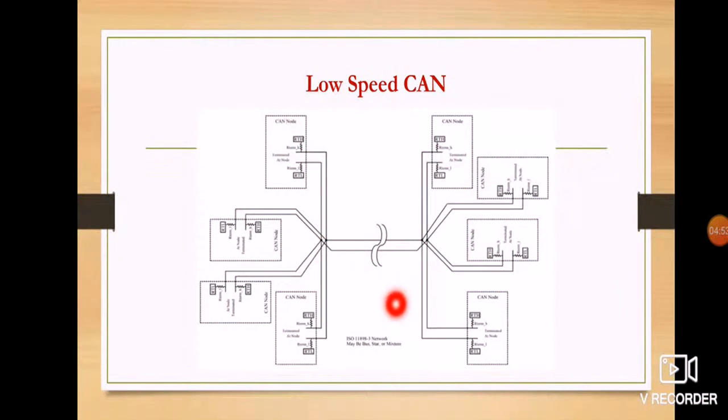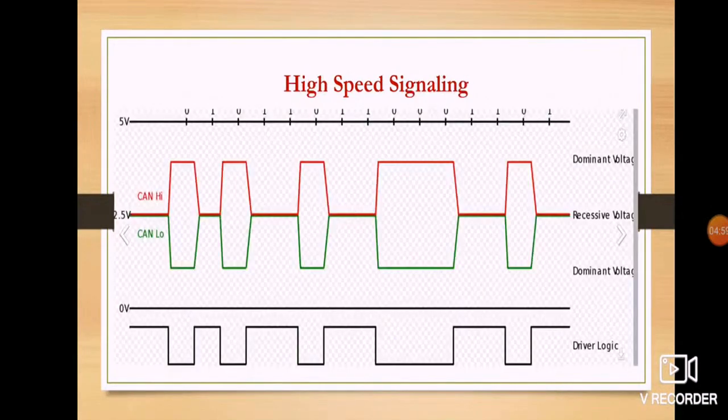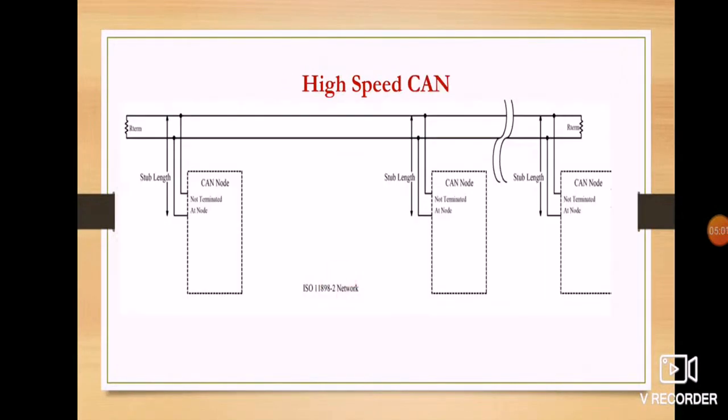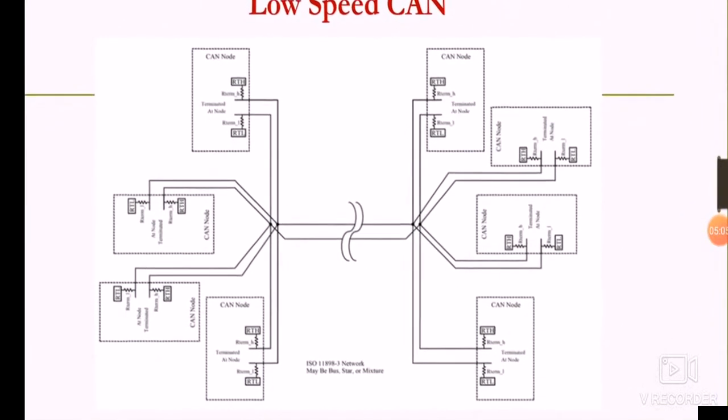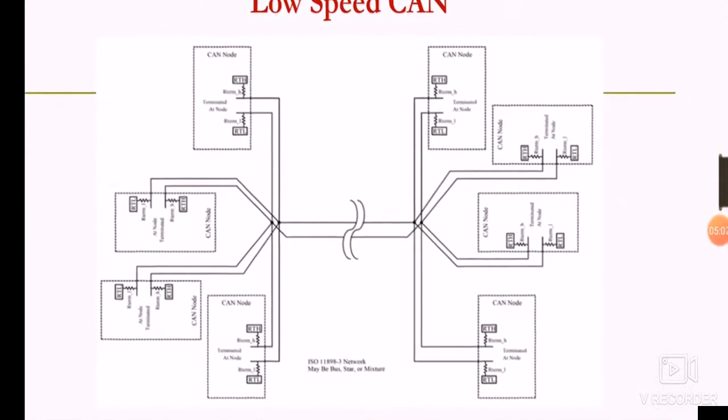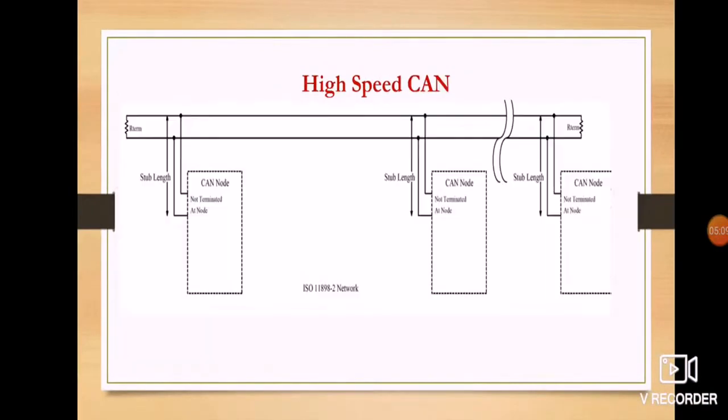The low speed CAN has the ISO 11898-3 network. This is 2, and this is 3. In this way the topology is a network star topology. Here we'll also see the signaling of the high speed CAN and low speed CAN.